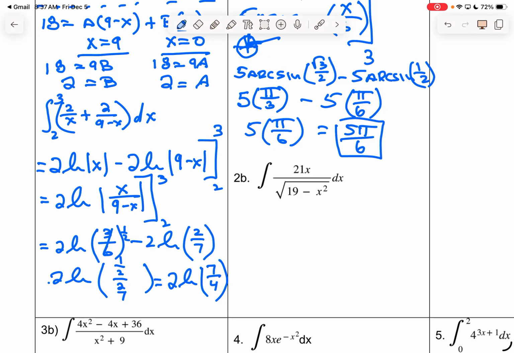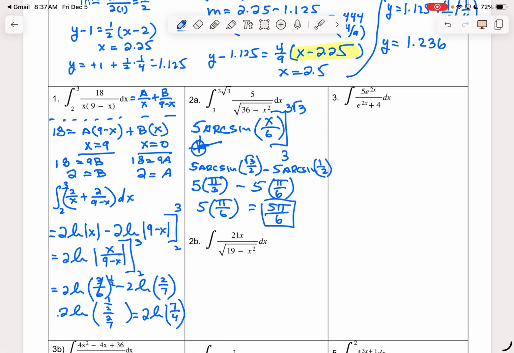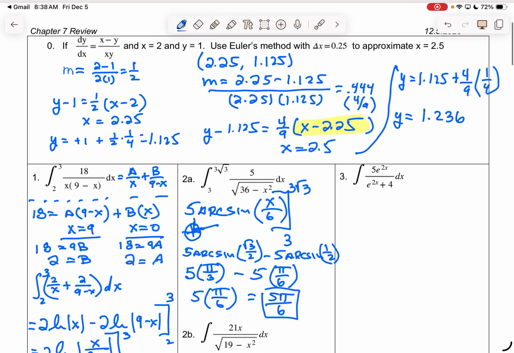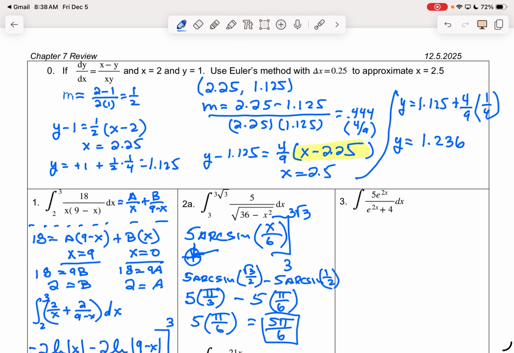All right. So I want you to go do 2b and 3. Okay. Is 2b an arc sine? Yes. For the standard Euler's method where x equals 2.25, why is this slope the same? That's the slope. Remember, that was our increment of 0.25, right? Here, our slope was 4/9. So that was our slope.